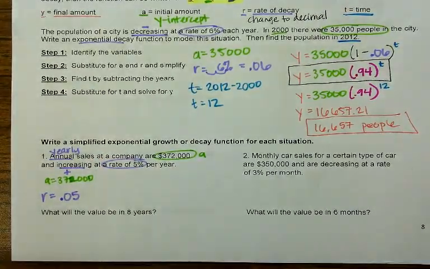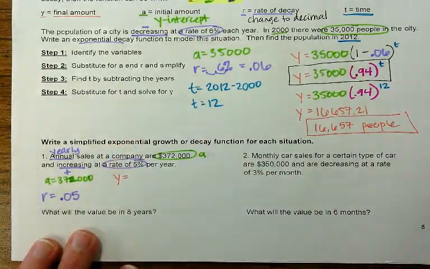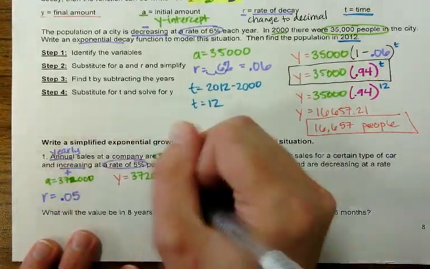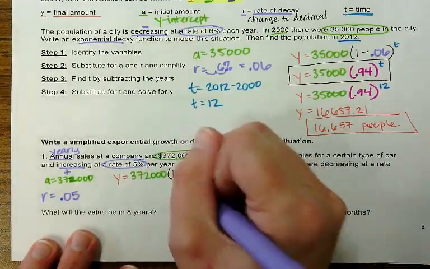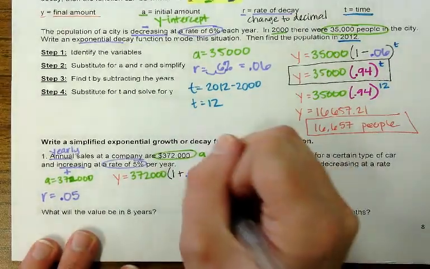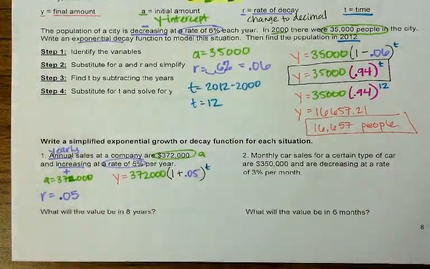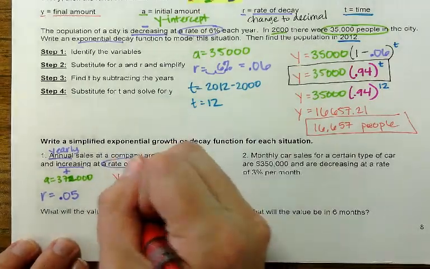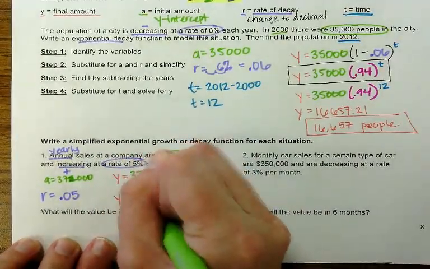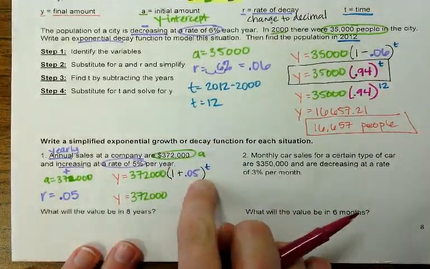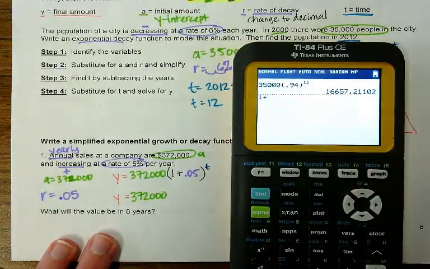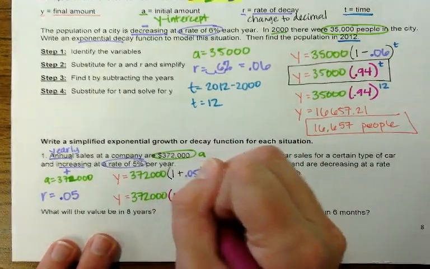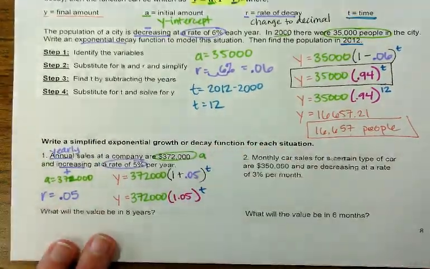So this becomes y is equal to 372,000 times 1 plus, because it's increasing, 0.05. And we raise that up to the t power. Okay, we're going to raise that up to the time, or to the x power. Okay, so if we want to write this in the fully simplified form, we would say y is equal to 372,000 times 1 plus 0.05. We do 1 plus 0.05. Those are a little bit easier to do in your head. That's 1.05. Okay? If you can do it in your head, I do encourage you to do that. Raised up to the t power. Alright? So that would be our equation.